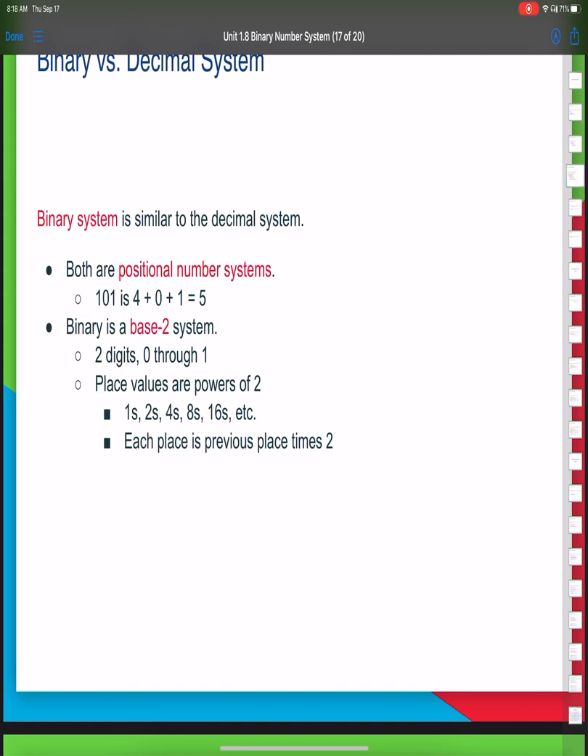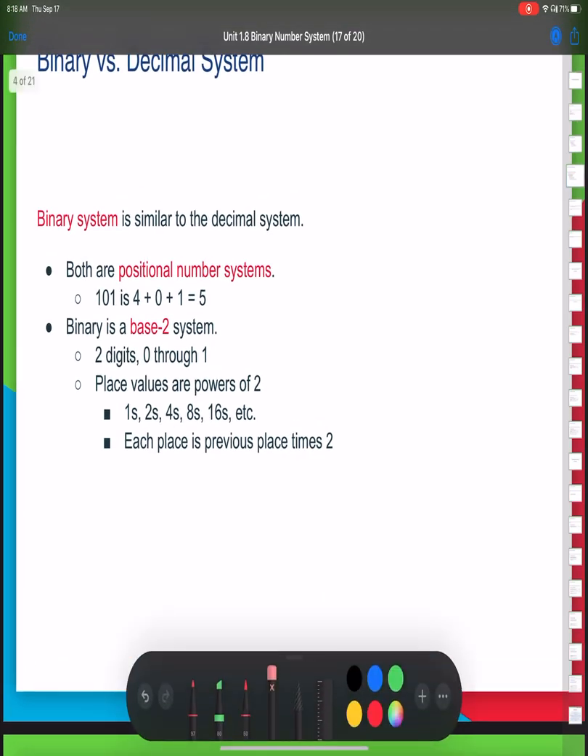All right, so now we have the 101. So we're going to use 101 from a binary perspective.